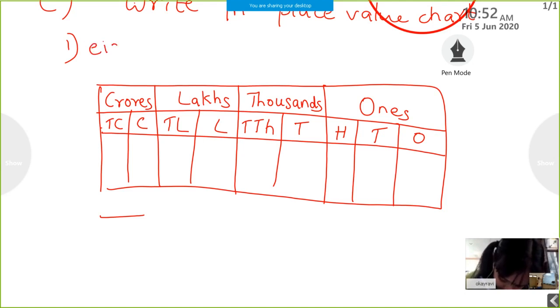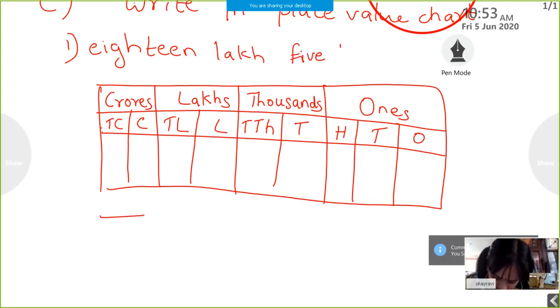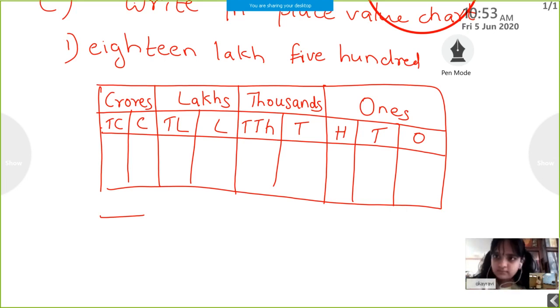The number name is given: 18 lakh 500. I think you all can write these questions also in your rough book. You can copy that. When I give the notes, I will send all these things. But now you can write this one, and you can write the answers also. So 18 lakh 500.